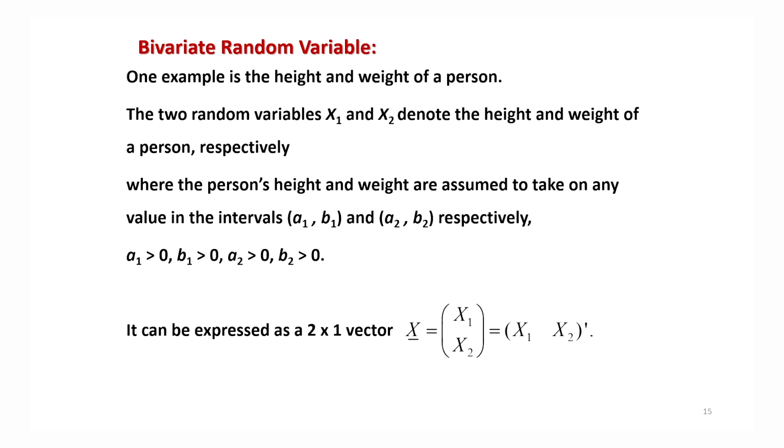For example, if I want to measure the height and weight of a person, this can be indicated by saying let x1 indicate the height and x2 indicate the weight of a person. We know that height and weight are positive values. So I can say that the person's height and weight are assumed to take any value in the intervals a1, b1 and a2, b2 respectively. Right, so height lies between a1, b1 and weight lies between a2, b2.